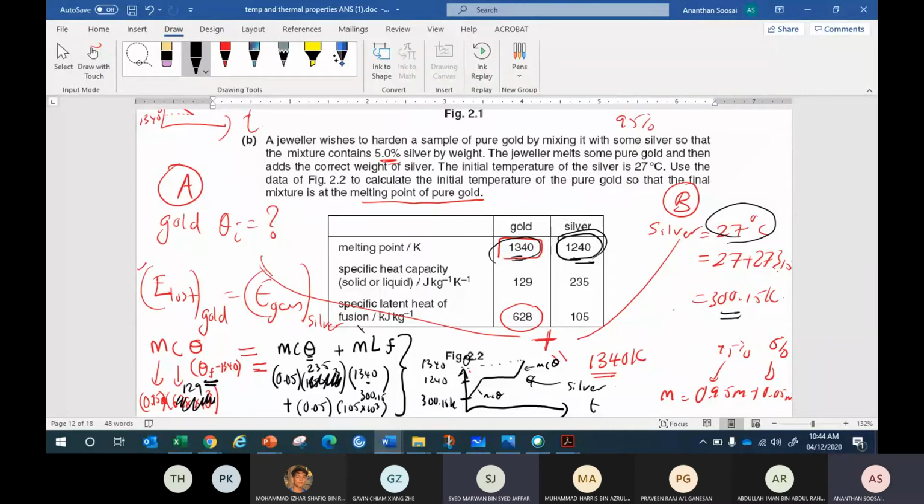So anyone got the final answer? How much? What is the original temperature? This is not the final temperature, it's the original temperature, the initial temperature. 1480. So 1480 Kelvin.